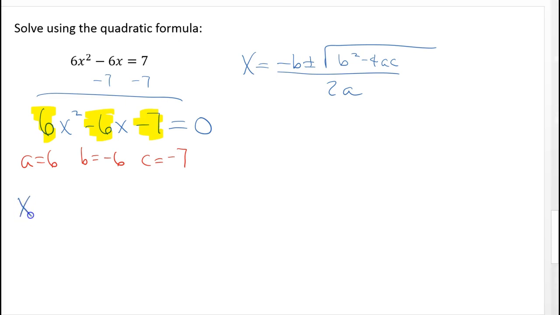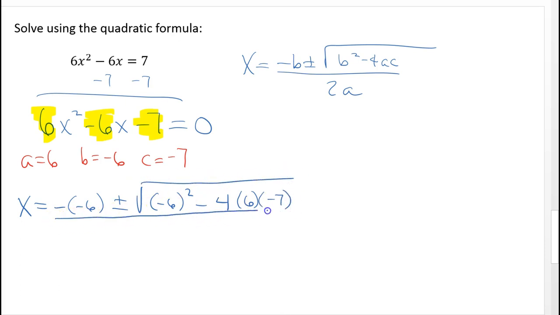So it says x equals negative b. So negative, but my b is negative. So turns out I have two negatives there. Negative of negative 6 plus or minus the square root of b squared. So negative 6 squared. Parentheses required here because you're squaring the negative and the 6, okay? Minus 4, which is part of the formula. a is positive 6, c is negative 7. Again, watch your signs. Over 2 times a, which is 6.